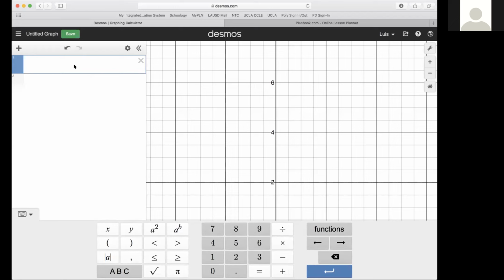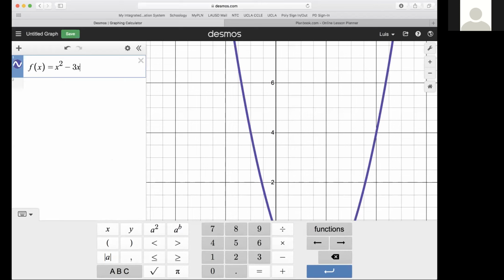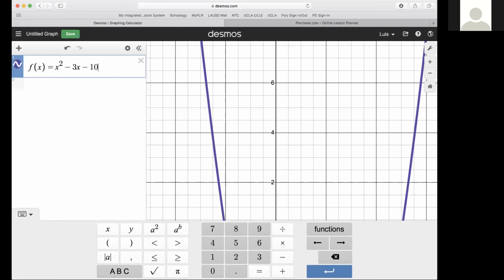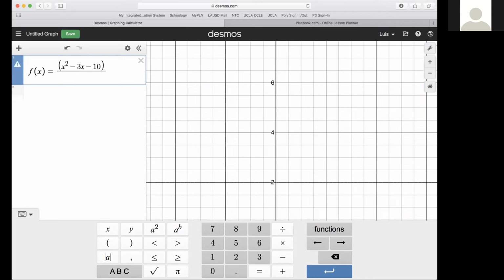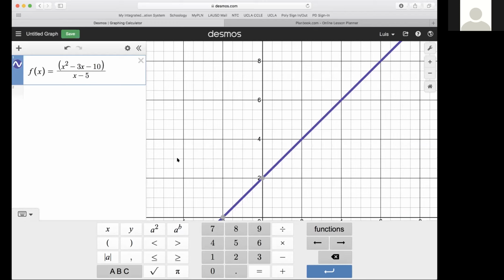Yes, it was, let's call it f. The function, and we need the fraction, x squared minus 3x minus 10. Nope, not what I want. All over x minus 5. So that's how the graph looks like, right? I'm gonna zoom out for you guys.